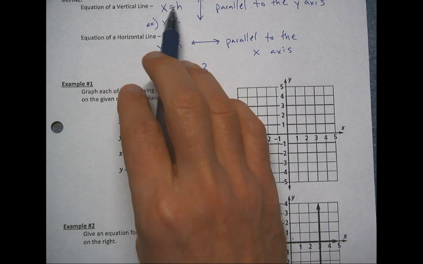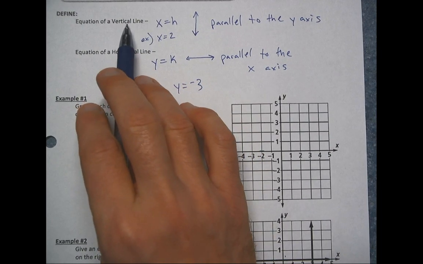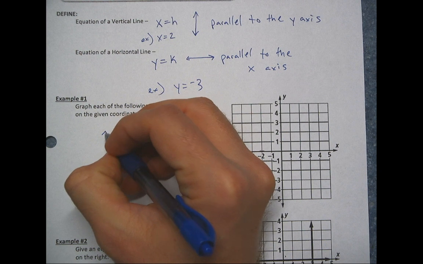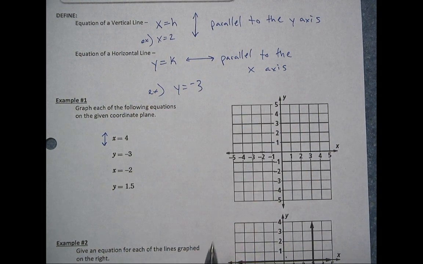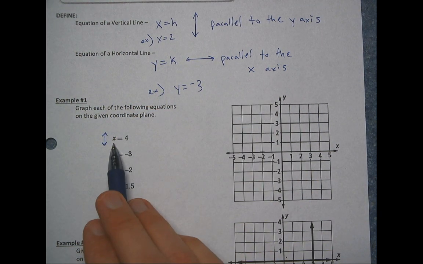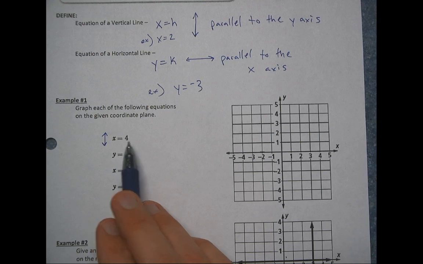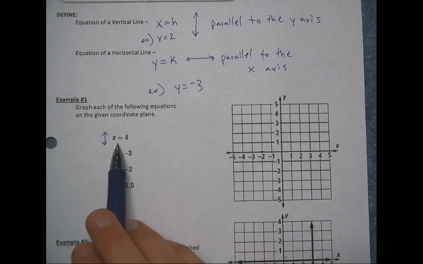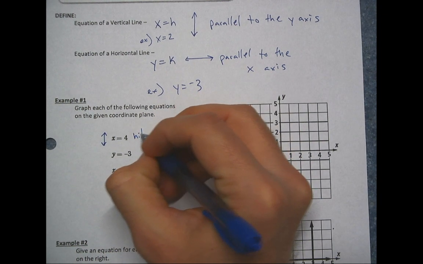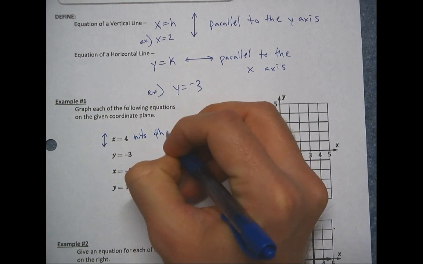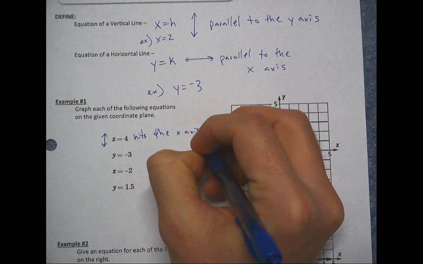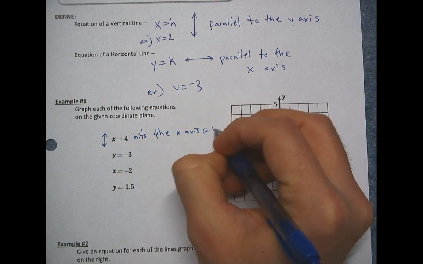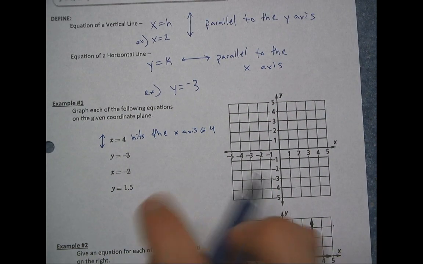So if we go back up here, this is going to be a vertical line. Okay, it's going to look like this. If it says x equals, it actually looks like the y-axis. It's parallel to the y-axis. It hits the x-axis at 4. And that's how I remember it.